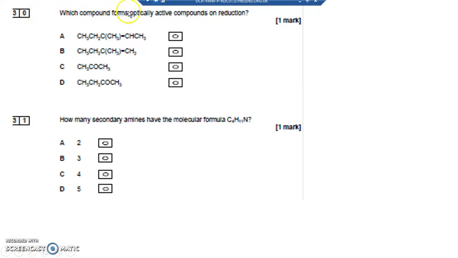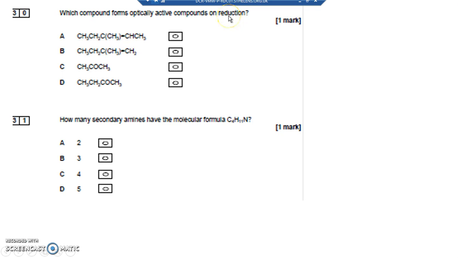Question number 30. Which compound forms optically active compounds? That's something with a chiral carbon, a carbon with 4 different groups around it, that would rotate plane polarized light in different directions because it's got 2 enantiomers, unless of course it was a racemic mixture with equal amounts of the 2 enantiomers. So we're looking for a chiral carbon on reduction.